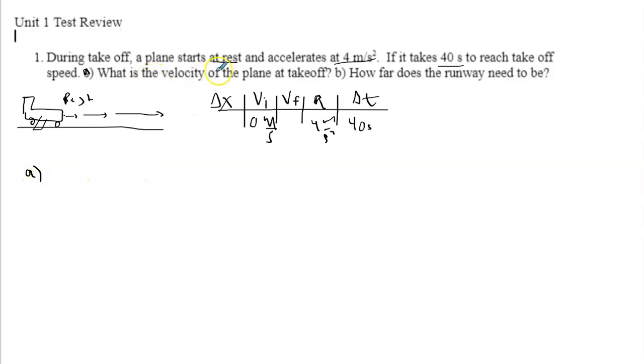So for part A, it wants to know what's the velocity of the plane at takeoff, so that's going to be the final speed here, so I'll put a question mark. And I want the equation without displacement, or delta x. So that equation is vf equals vi plus at.